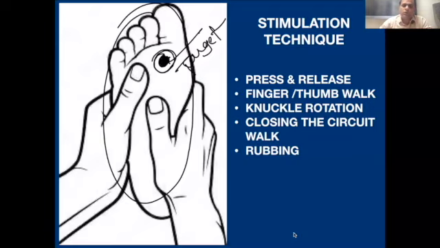We are not only going to learn the theoretical aspect, we will do it fully practically. So don't worry, I am going to teach you practically how to do the stimulation. If we talk about stimulation, the first stimulation technique is called press and release. It's a very simple technique.